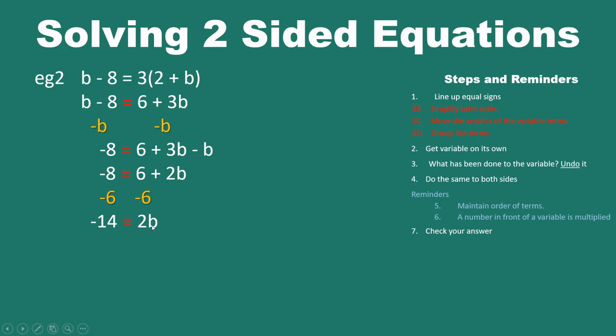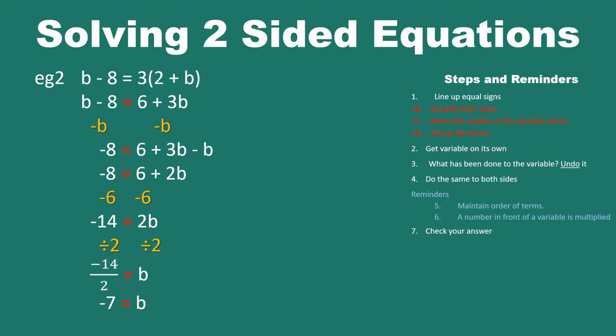We still need to get that b on its own. So again, think, what has been done to the variable? What's the 2 doing to the b? It's multiplying. How do we undo multiply? We divide. So let's divide both sides by 2 to keep the equation balanced. So 2b divided by 2 is going to leave the b on its own. And negative 14 divided by 2, well, that's going to give us negative 7. So negative 7 equals b is the same thing as b equals negative 7. We've got our solution to this two-sided equation.